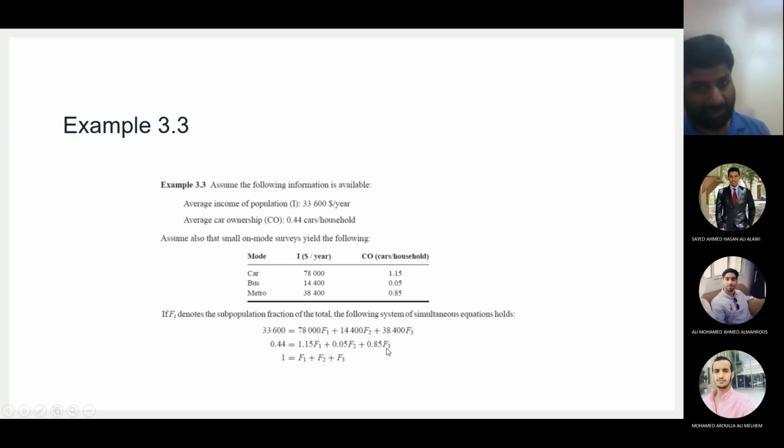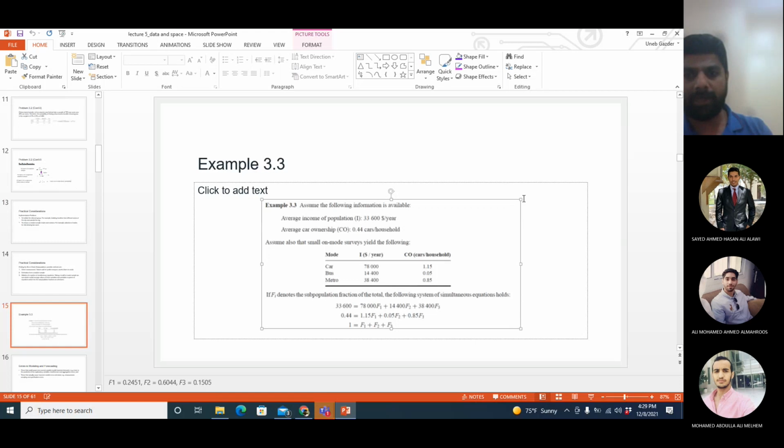Okay, so give me the value of F1, F2, and F3. Go on. We have 3 equations, 3 unknowns. I'm asking you to calculate the values for F1, F2, and F3. Let me make it bigger.